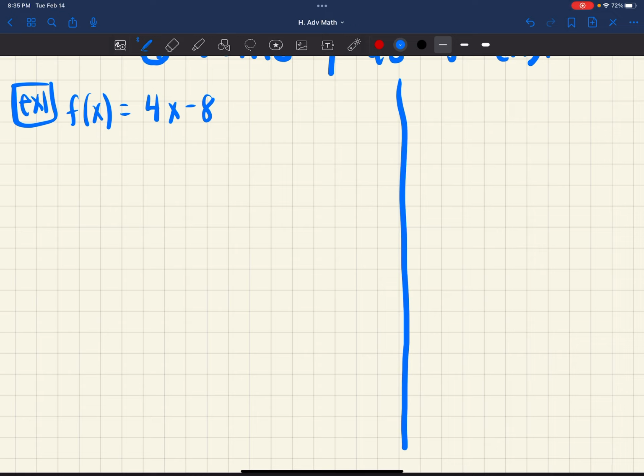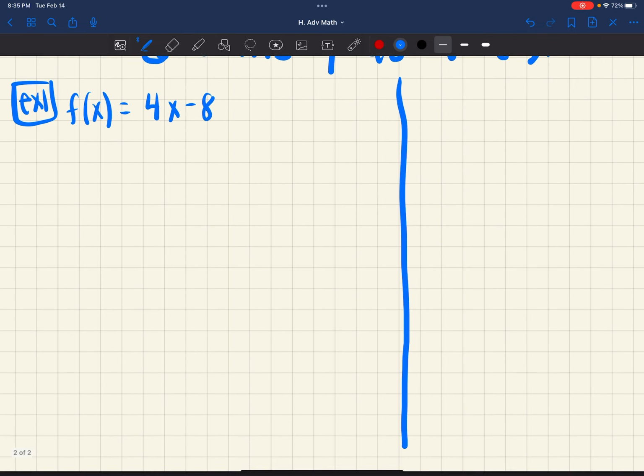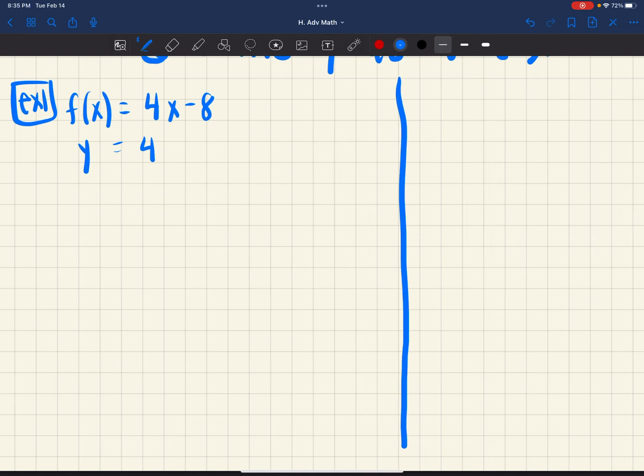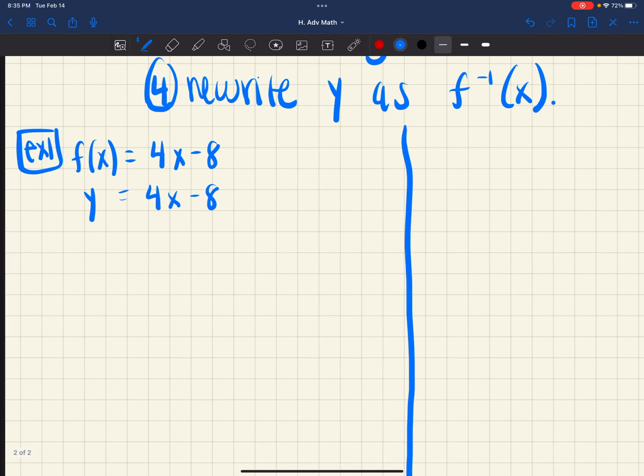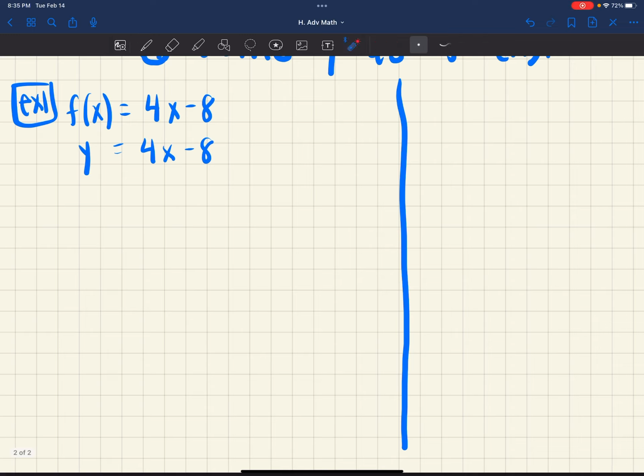As my steps state, I'm first going to replace f of x with y. So what does that mean? Wherever I see f of x, rather than writing f of x, I'm just going to write y is equal to 4x minus 8. Step 2: we're interchanging x and y. That means that wherever you see a y, you replace it with an x, and wherever you see an x, you replace it with a y. You swap those 2 variables. So this turns to x is equal to 4y minus 8.